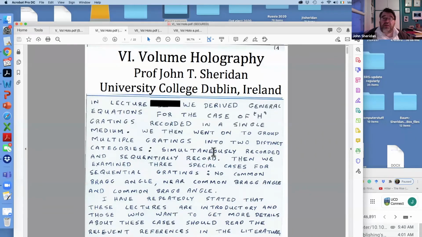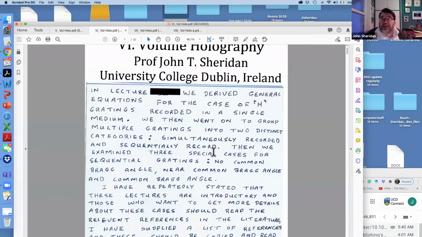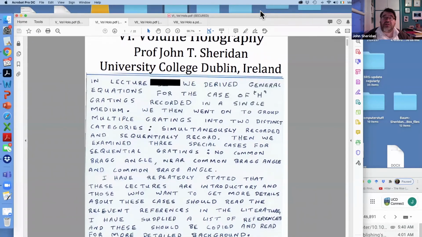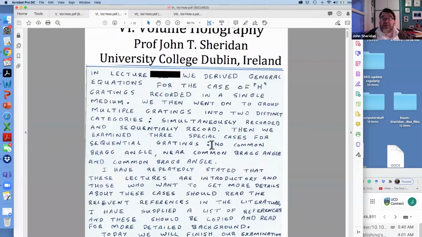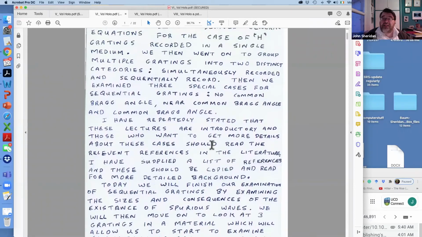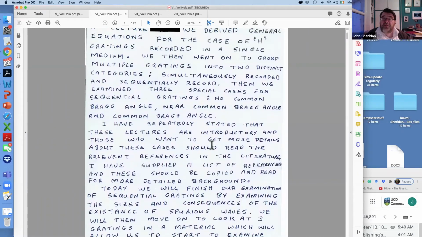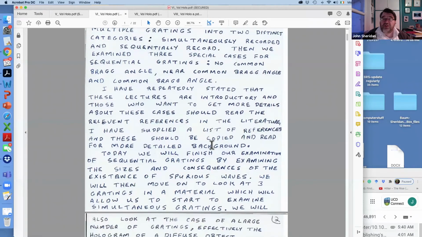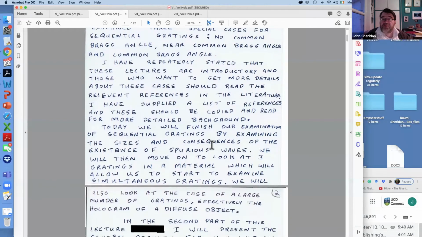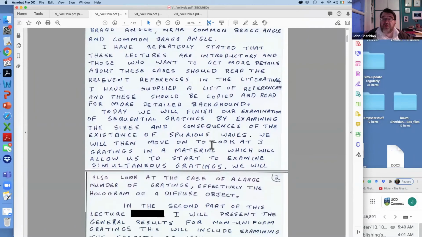So today, we're going to look a little bit more at the case of simultaneous recording. It turns out to be fairly important. In this case, we're going to derive similar equations to the last day, where we had the H gratings. But now we're going to have a fixed phase relationship between these gratings, based on the fact that the beams are mutually coherent with respect to one another, and they're all coming in at the same time.